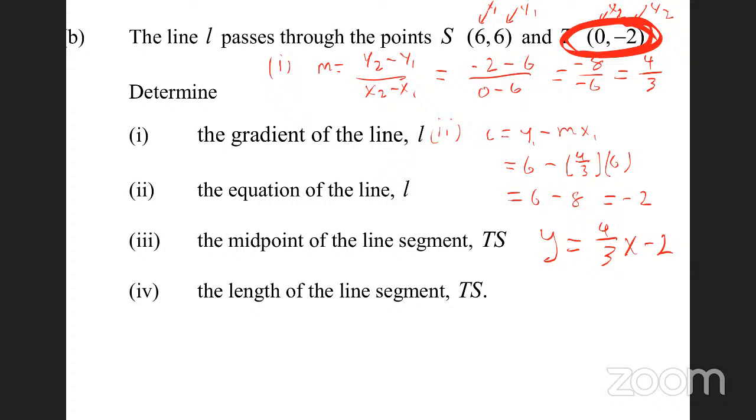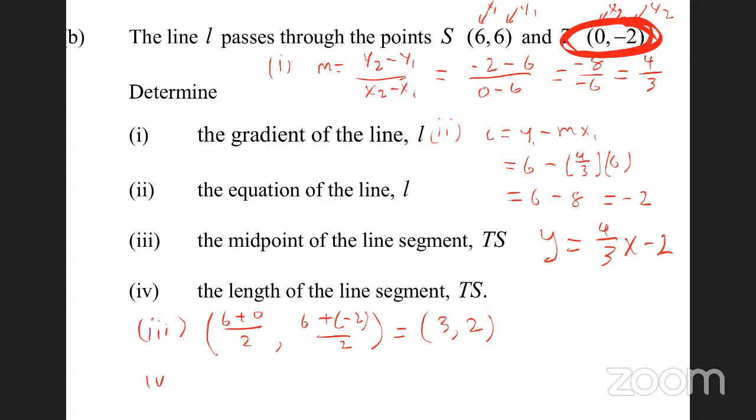Okay. Next, midpoint. Part 3. Midpoint, you add up the two x values. So you add up 6 and 0, divide by 2. Add up 6 and minus 2 and divide by 2. So we're going to end up with (3, 2). All right, that's the midpoint.